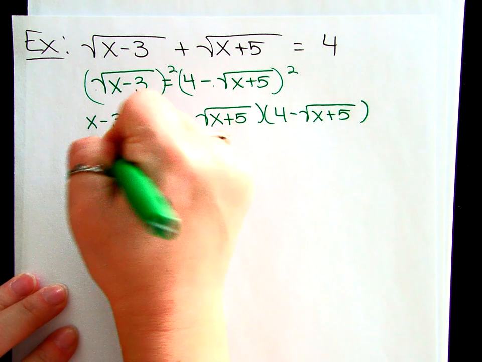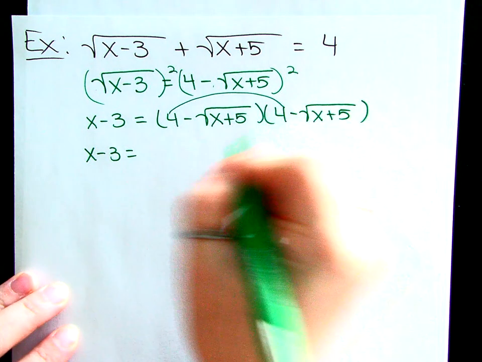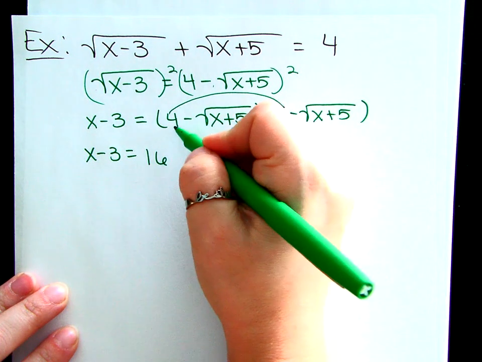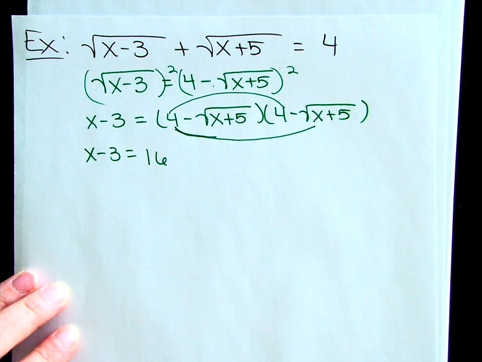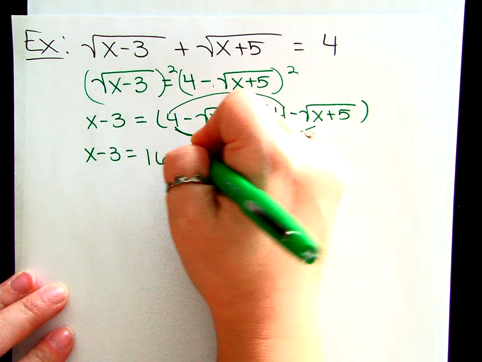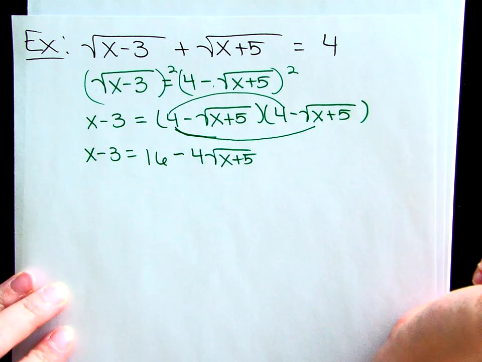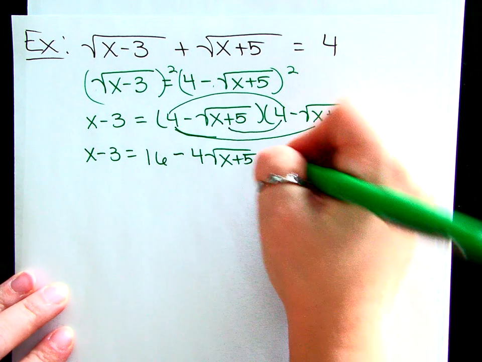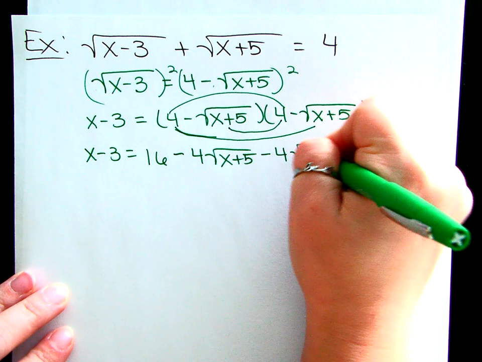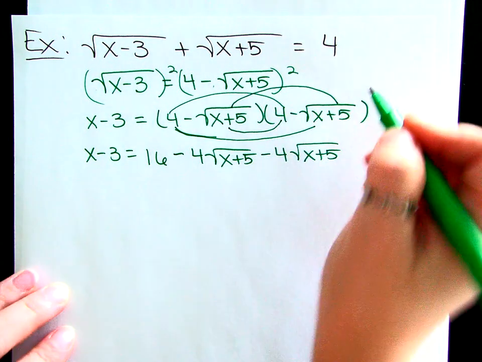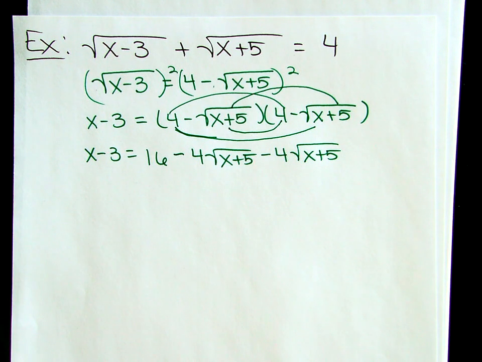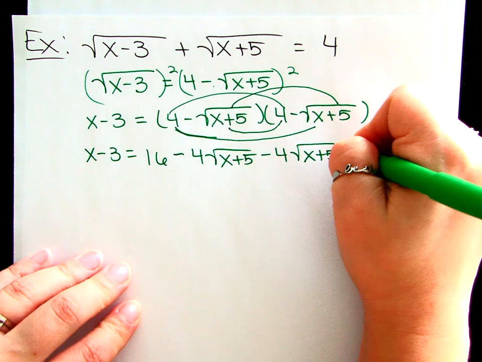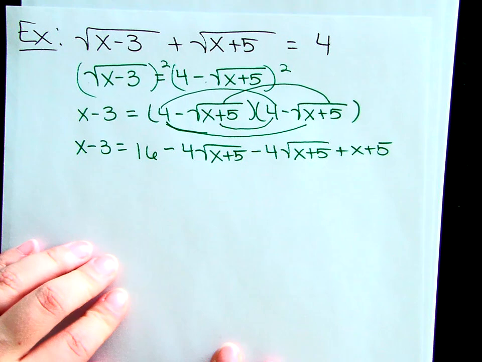So I take first, and I get 16. I take outer, 4 times the negative radical x plus 5, so it'll give me negative 4 radical x plus 5. Then I take inner, which will give me another negative 4 radical x plus 5. Then when I take last, that is when my radical will disappear, because I'm taking the negative radical x plus 5 times negative radical x plus 5, which means I'm just going to have x plus 5. And it is positive because I had negative times negative.